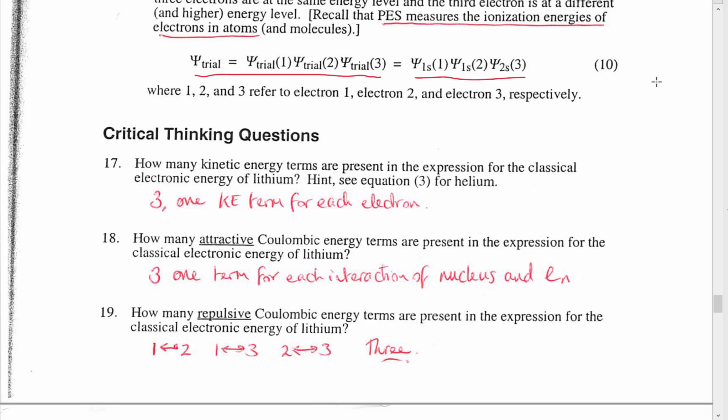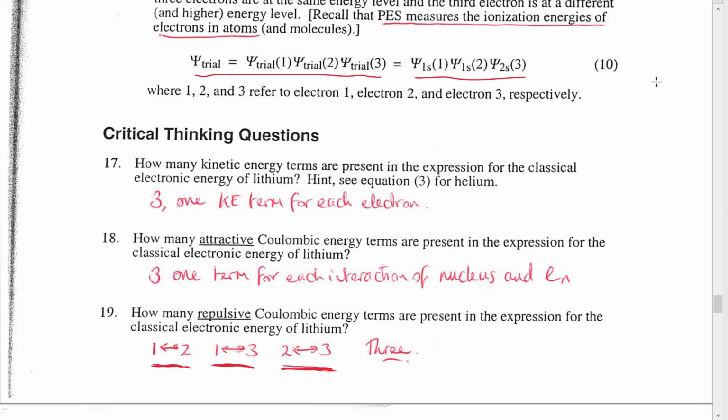So how many kinetic energy terms would we expect to be present? Well, we think there'd be 3. There'd be 1 kinetic energy term for each electron. How many attractive Coulombic energy terms would there be present? Well, again, we'd expect 1 attractive Coulombic energy term for each electron, because each electron would see the nucleus. And then how many repulsive Coulombic energy terms are present? Well, now we've got an interaction between electron number 1 and electron number 2, electron number 1 and electron number 3.